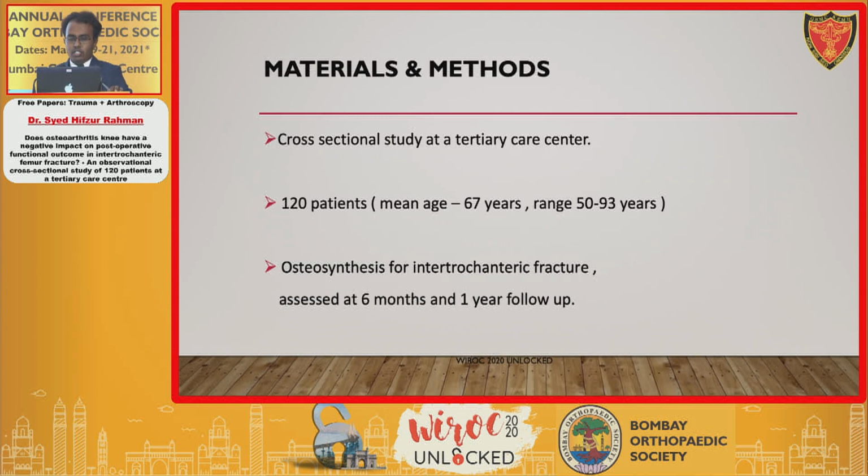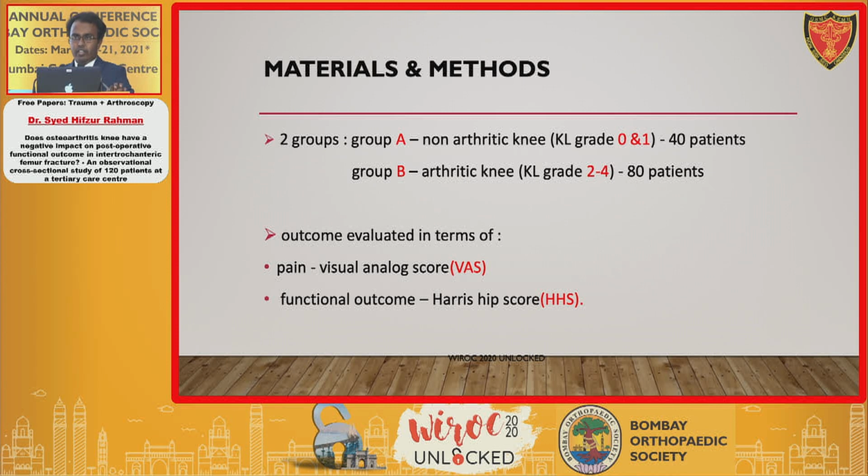Materials and methods. Ours was a cross-sectional study at our tertiary care center, with 120 patients. The range of the patients was 50 to 93 years, and the mean age was 67 years. All our patients had undergone osteosynthesis for intertrochanteric fractures, and they were assessed at 6 months and 1 year of follow-up. We divided our patients into two groups.